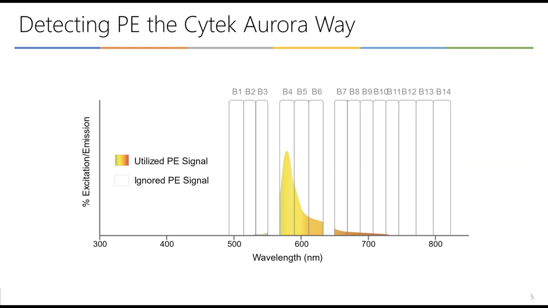In comparison, when we look on Aurora, if we look at our PE, we capture light from the entire emission spectrum, and we exclude only those portions of the spectrum which coincide with laser excitation frequencies. And in this way, we capture so much more information from every single fluorochrome on every single particle. But not only that, we also capture that information from every laser present on the Aurora as well.